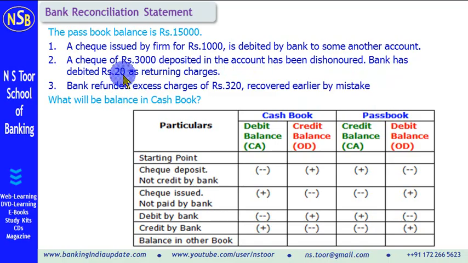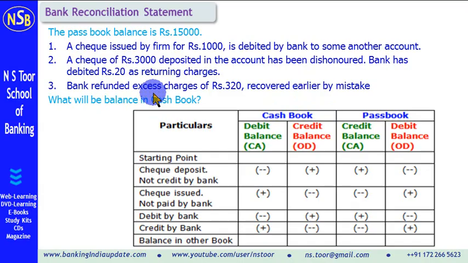Similarly, bank has debited rupees 20 as returning charges. So this returning charges of rupees 20, they must be appearing in the passbook, but then they are still not appearing in the cash book. Hence, here also some adjustment is required to be made.